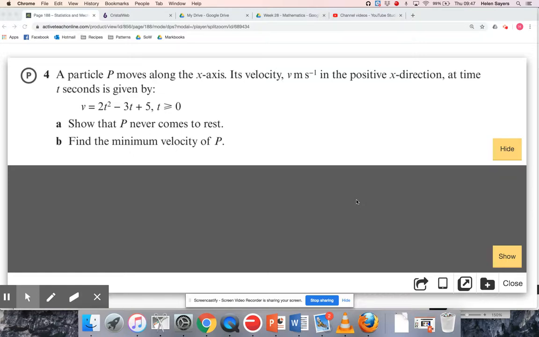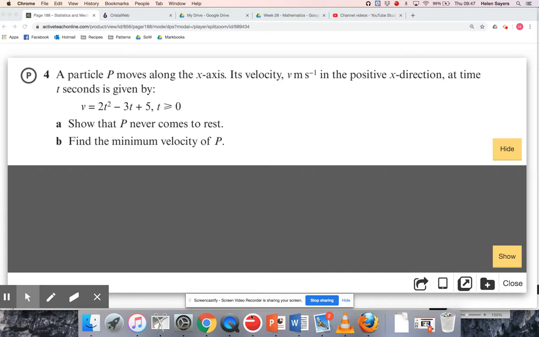Okay, so we're looking at exercise 11C from the first year mechanics textbook, question 4. We've got a particle moving along the x-axis and we're given its velocity in terms of time. First thing we're asked to show is that P never comes to rest. If it did come to rest, that would be when its velocity was 0. So we've got a quadratic and we're basically trying to show that that never equals 0.